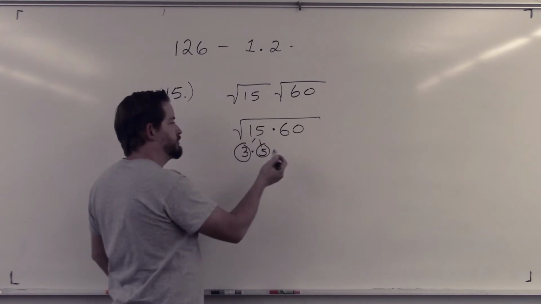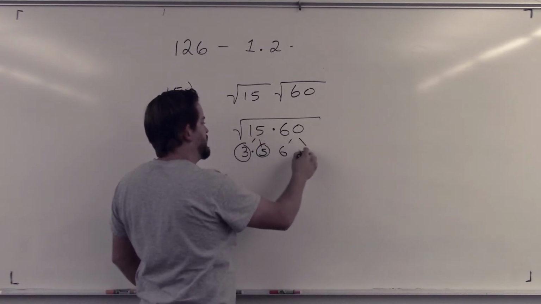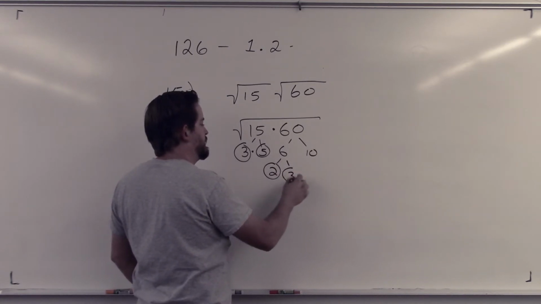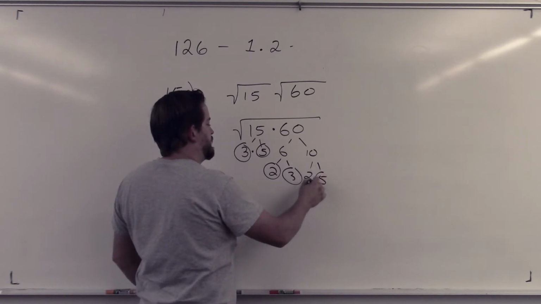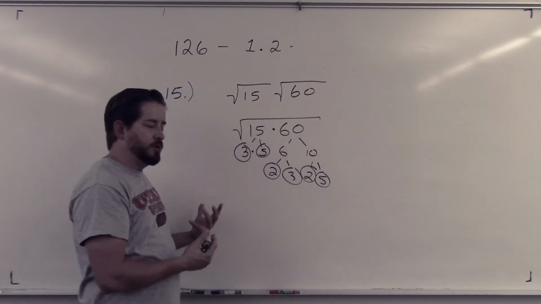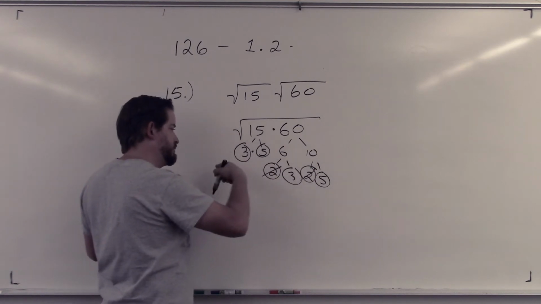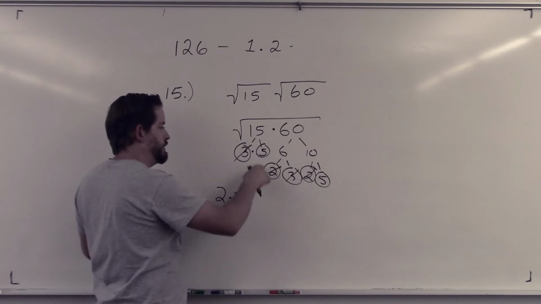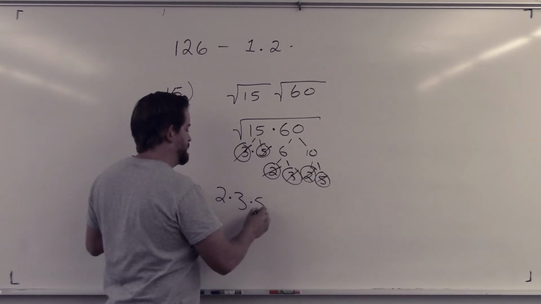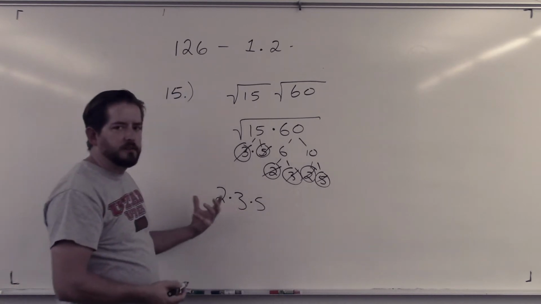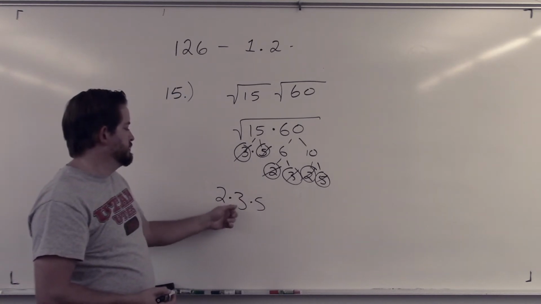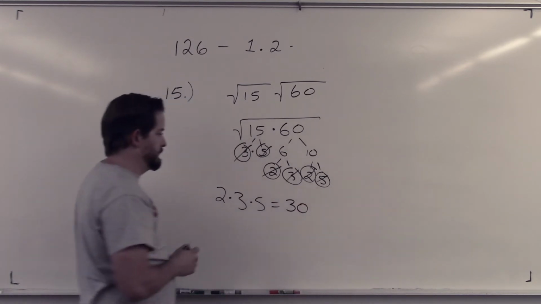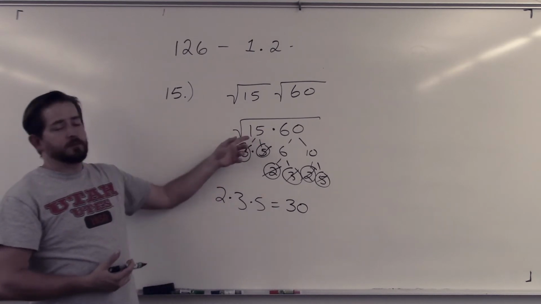Those are primes, so I'm going to circle them. 60 I can say is 6 times 10. Those can break down more. 6 is 2 times 3. 10 is 2 times 5. And under a radical I need pairs to pull out. So I have a 2 that can pull out with a 2. 3 can pull out with a 3 because there's a pair of them, and a 5 that pulls out. There's nothing left inside the radical, so I don't need to write it. I end up with just 2 times 3 times 5 is 30. That's not to say that you can't multiply these together.